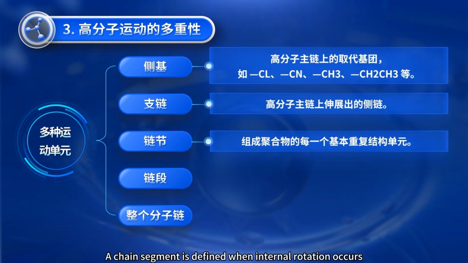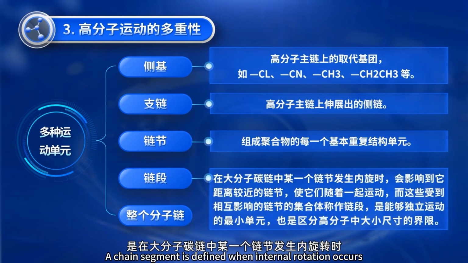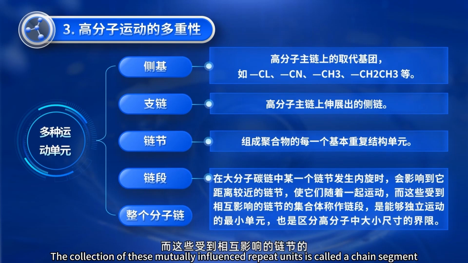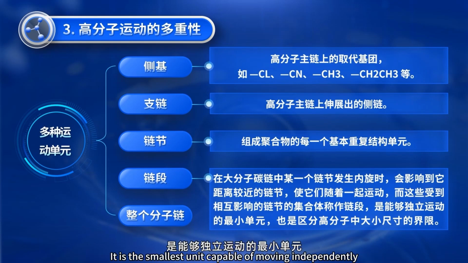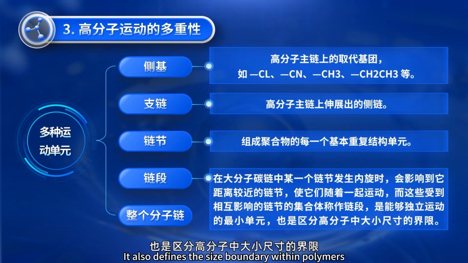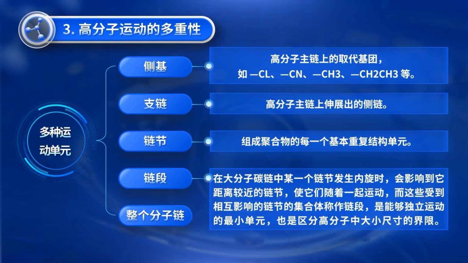A chain segment is defined when internal rotation occurs at a particular bond in the macromolecular carbon backbone. It affects the nearby repeat units. This causes them to move together with it. The collection of these mutually influenced repeat units is called a chain segment. It is the smallest unit capable of moving independently. It also defines the size boundary within polymers.